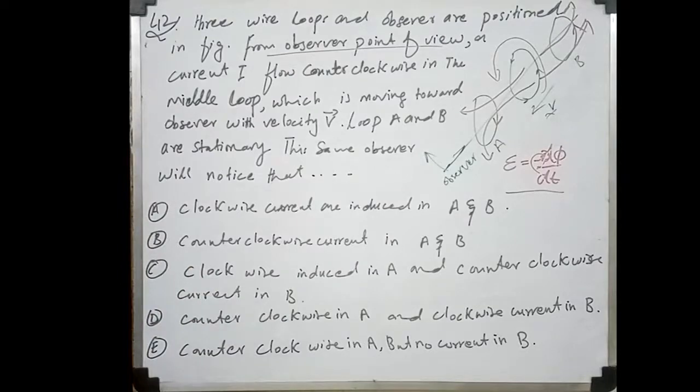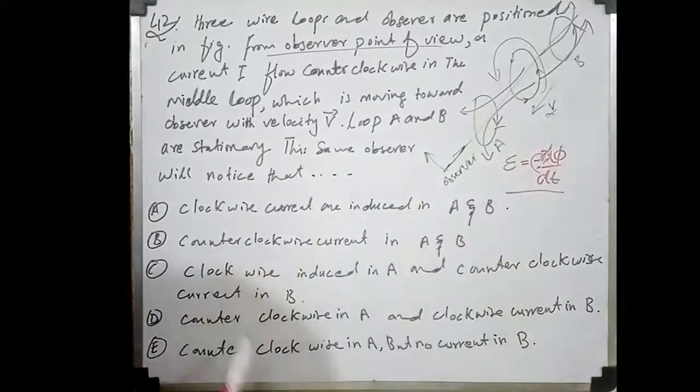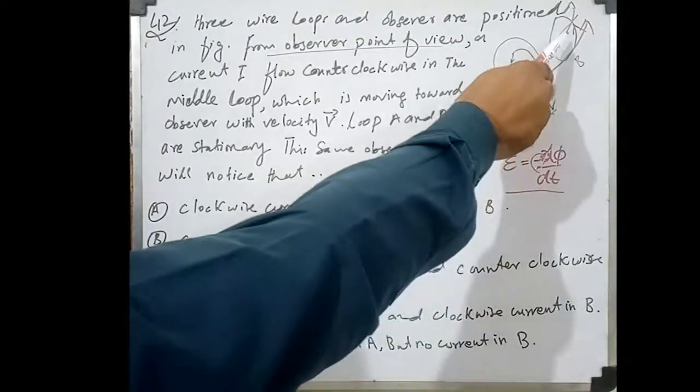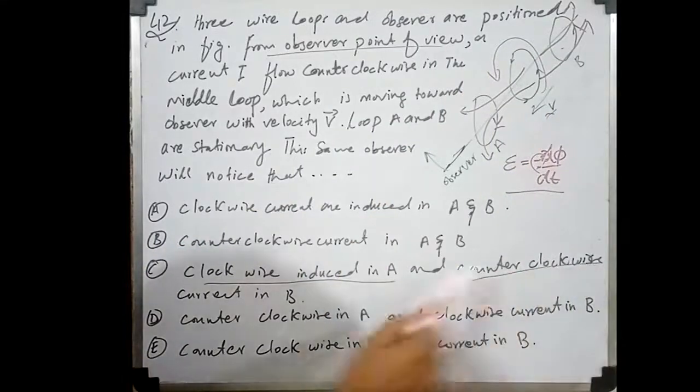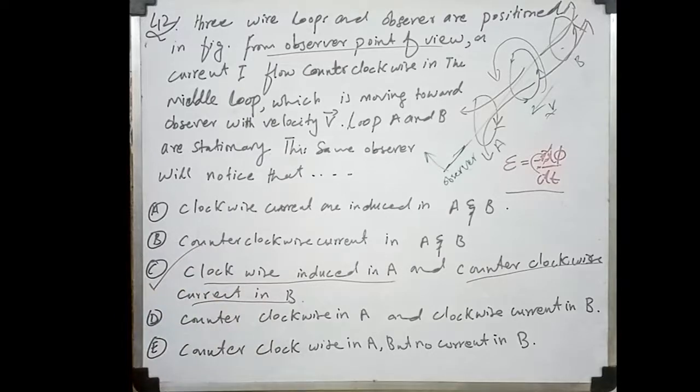So if we see, the middle loop is in the counterclockwise direction, so this will be clockwise. So here clockwise current is induced in A, and this is counterclockwise, this also is in the same direction, so this is also a counterclockwise current in B. So option C is our right option.